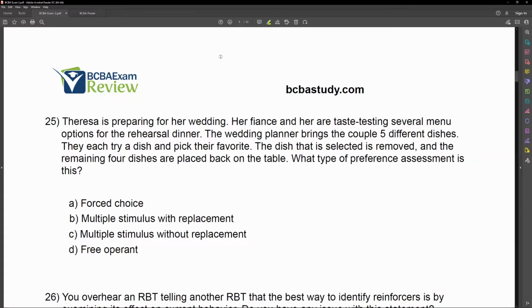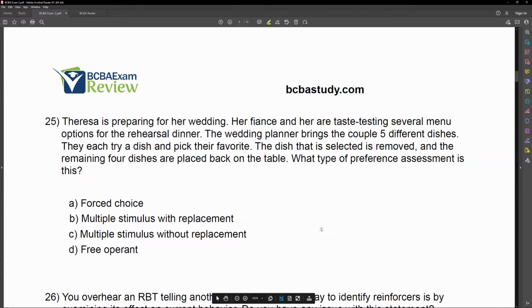First question we ask, okay? Preference assessments are almost never naturalistic. When they're naturalistic, it's very obvious they're naturalistic, okay? So you're going to be able to identify naturalistic assessments quickly. If we're not contriving anything, it's naturalistic. This is obviously contrived, okay? So we know it's not naturalistic. It's not D, free operant.